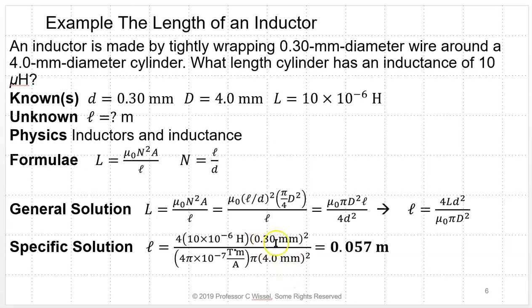So it's 0.30 millimeters quantity squared. And of course, this one is 4.0 millimeters quantity squared. So the millimeters are going to cancel correctly. And of course, then we have mu naught, which is 4 pi times 10 to the minus 7 Tesla meter per amp, times pi for the rest of this. It turns out to be 0.057 meters. So it's about 5.7 centimeters long would be how long that coil would be.